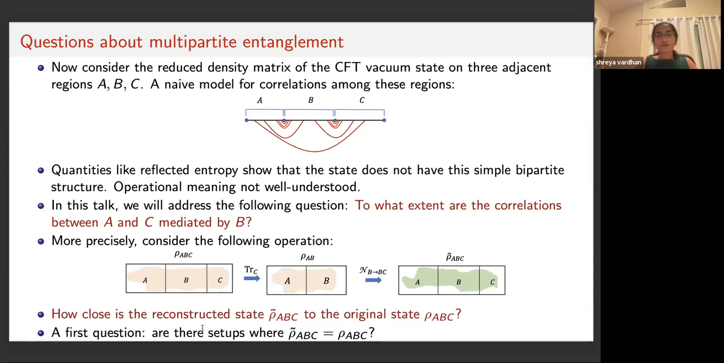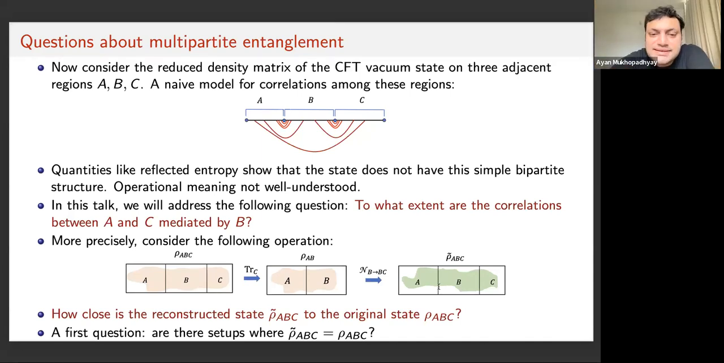The first question that we can ask before considering this for general setups is whether there are any setups in quantum field theory where this recovery can be perfect. Are there any setups where rho tilde ABC is exactly equal to rho ABC for some choice of this channel?